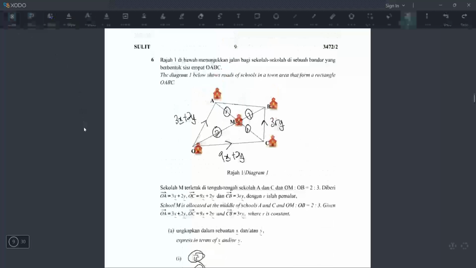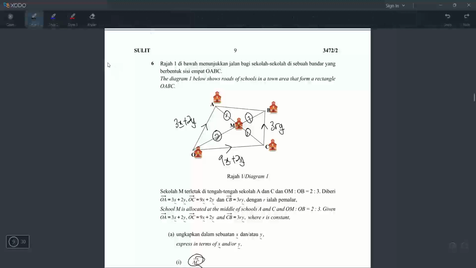So the first one, want to find AC. So let's do it. Question 1, they want to find vector AC. So how to find AC? You can do AO plus OC lah. Very easy. AO plus OC. So what is vector AO? OA is 3x plus 2y. AO will be negative 3x minus 2y. And then plus with OC.